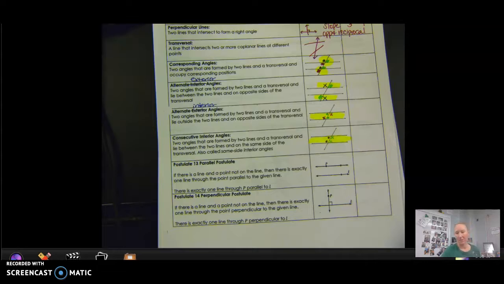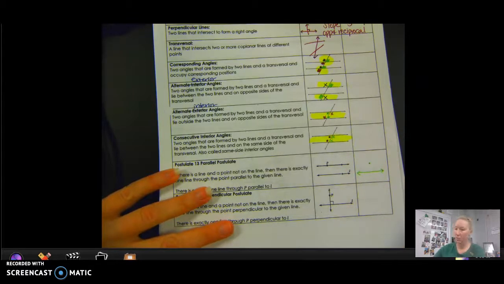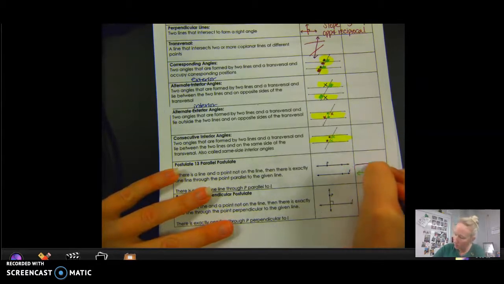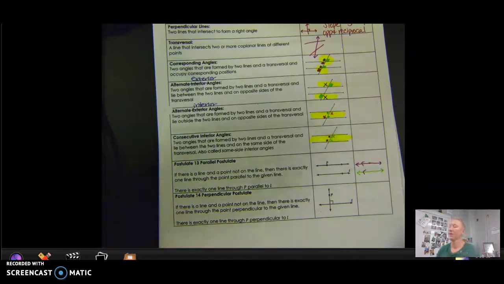Parallel postulate. So postulate 13, all postulate 13 says is that if there is a line and a point not on the line, then there is exactly one line through the point parallel to the given line. So if I have a line, and if I have another point, there's only one line that I could draw through that point that would be parallel to the green line that I had. That's what that postulate's saying.